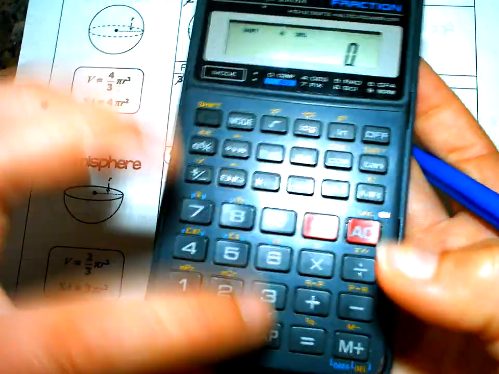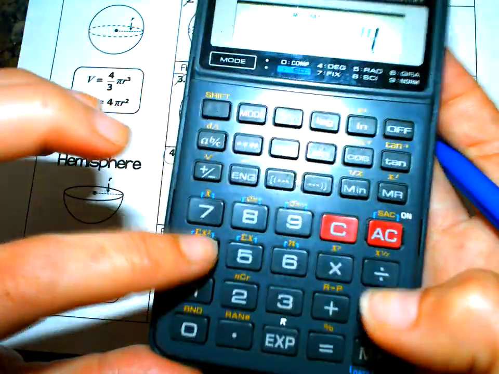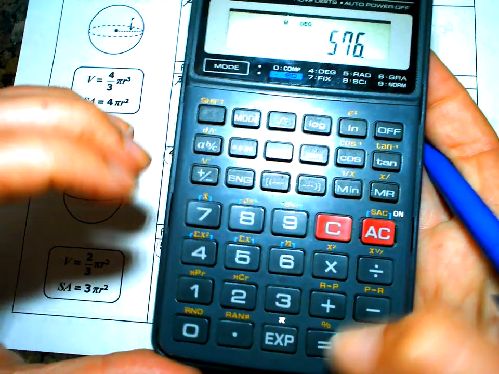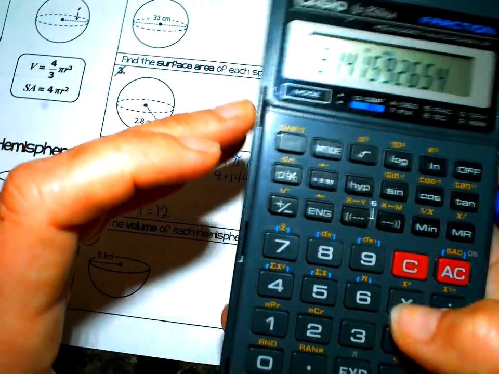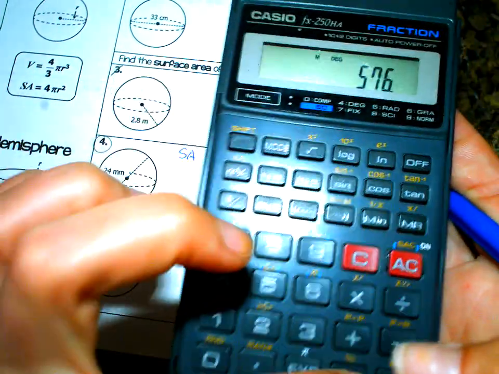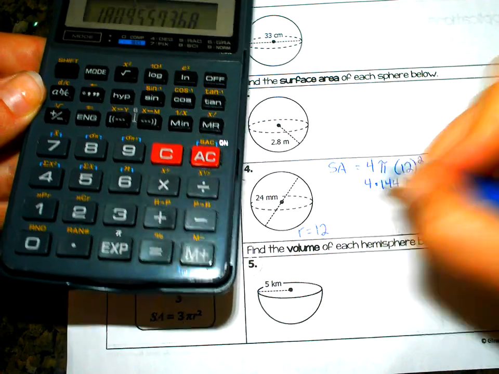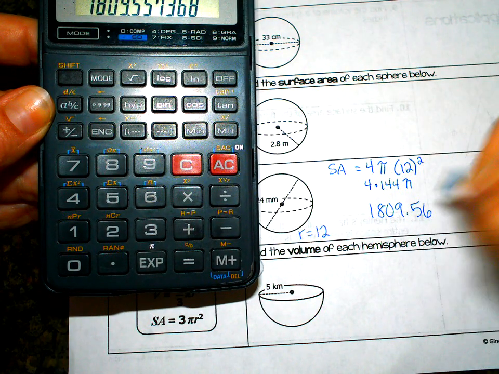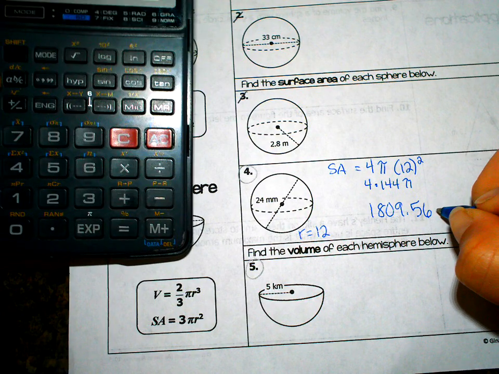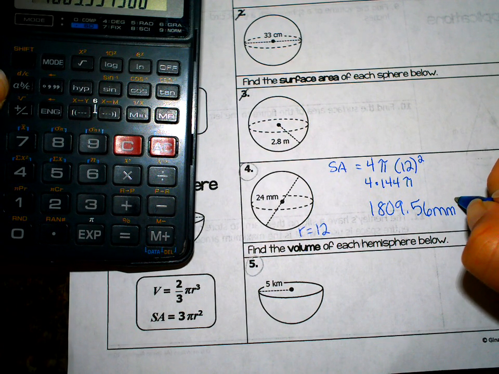Put pi in first. Pi times 576. Oh, I lost it. 144 times 4, 576. 576 times pi. Pi times 576 is 1,809.56 millimeters cubed.